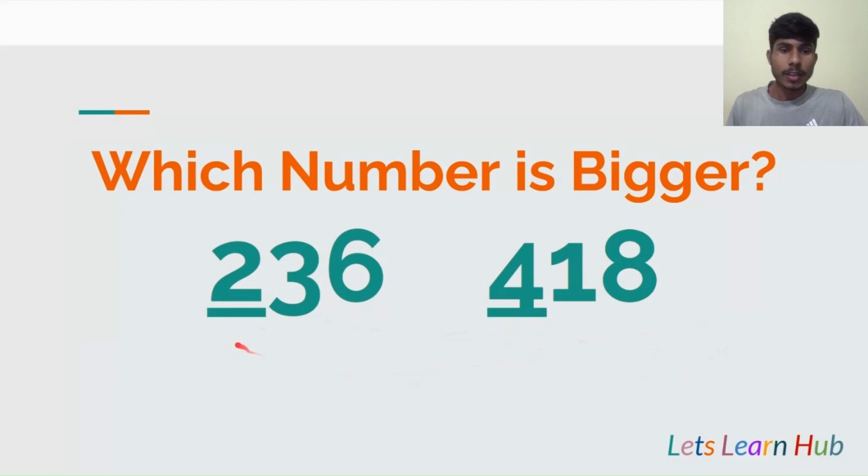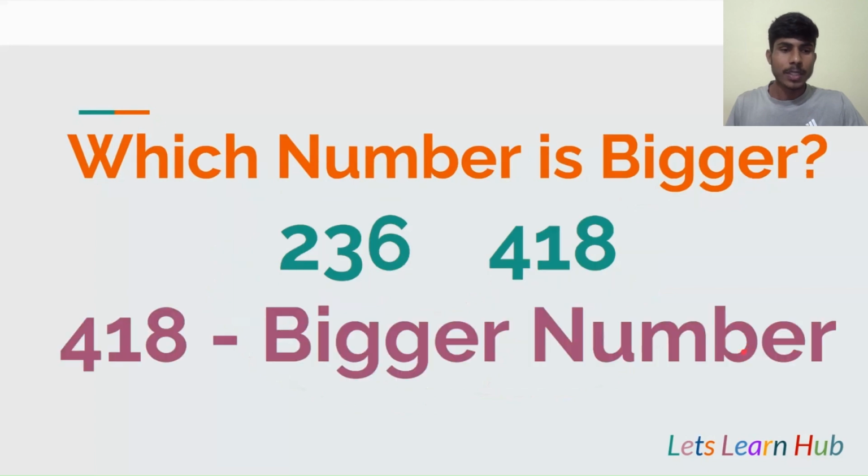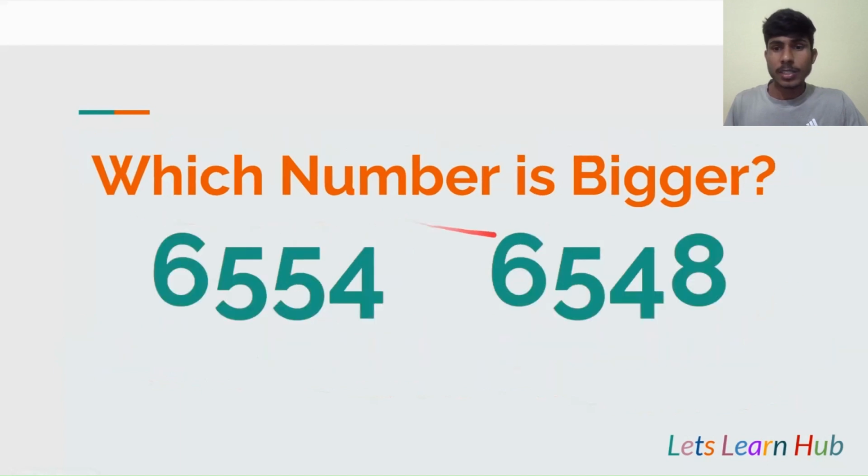See, the leftmost digit here is 2 and the leftmost digit here is 4. Since 2 is not the same as 4, we need to compare them. So 2 is less than 4, right? Since 4 is more than 2, 418 will be the bigger number here. Okay, it is very simple, right? See here, 418 is the bigger number.